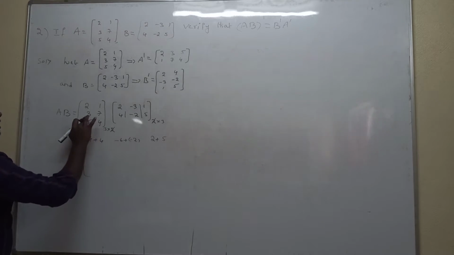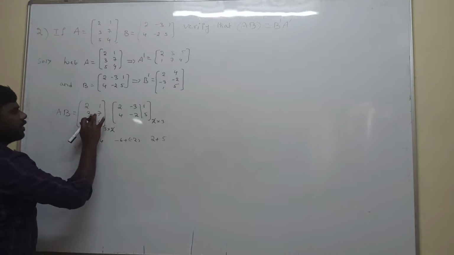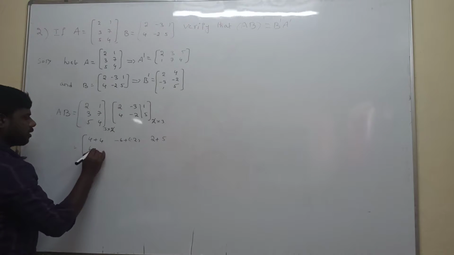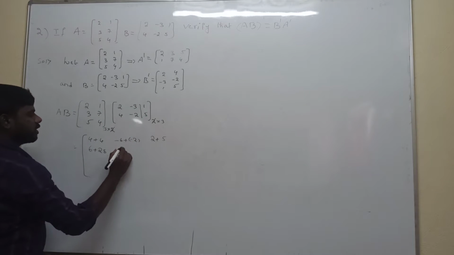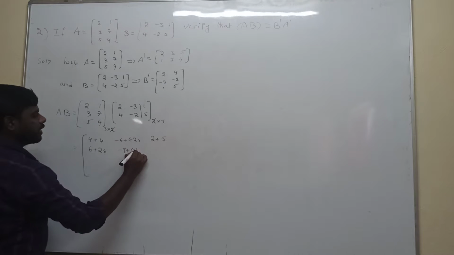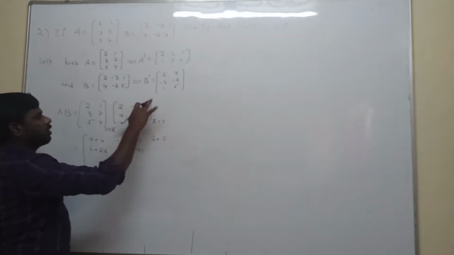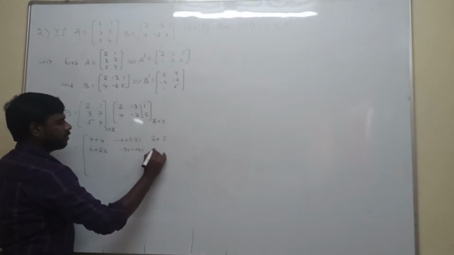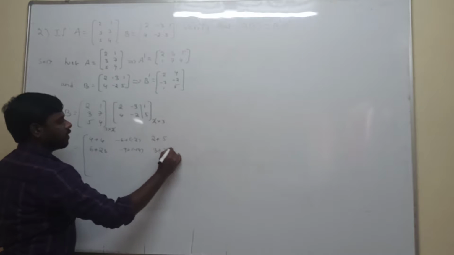Next, second row, first column: 3 into 2 is 6, plus 7 into 4 is 28. Second row, second column: 3 into minus 3 is minus 9, plus 7 into minus 2 is minus 14. Second row, third column: 3 into 1 is 3, plus 7 into 5 is 35.